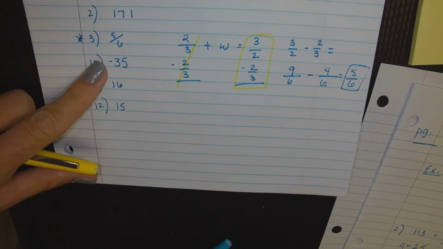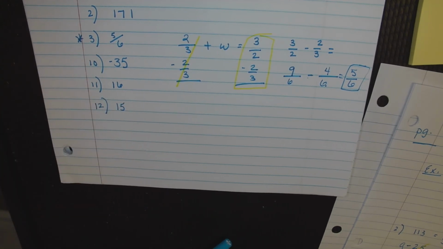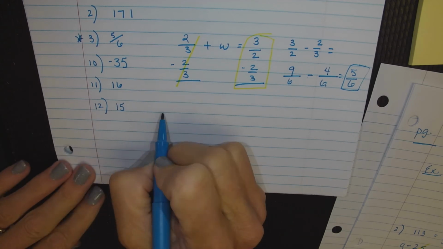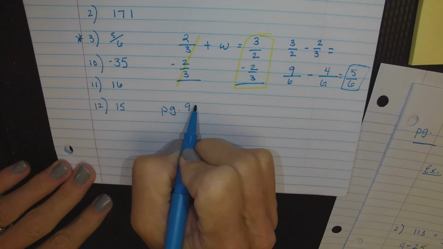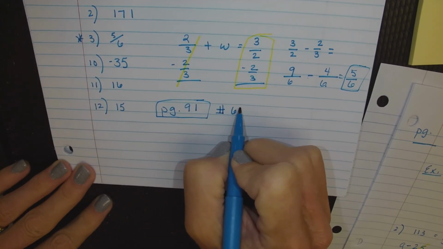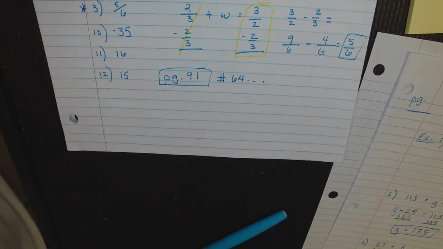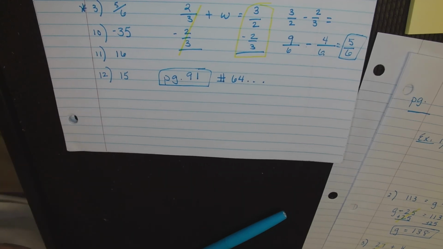All right, any questions? Do I need to do number 11? Any questions? Okay, while you're thinking about it, I want you to look at page 91, specifically numbers 64 and on. All right, get your book out. Let's see, I'm at number 64.